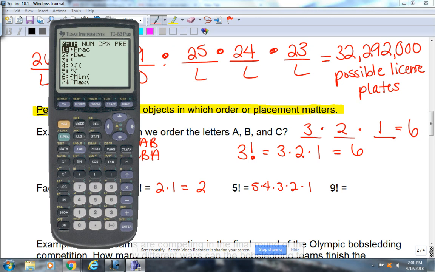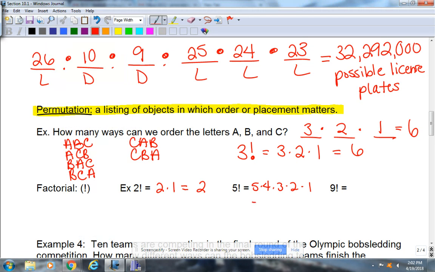Now, if you look all the way across, you see the letters PRB. And if you have a newer one, it actually says PROB. But if you have these old ones, it just says PRB. And you arrow over till you get under PRB, and then number 4 has the exclamation point, which means factorial. So you can either arrow down till you get to it, or you can type 4, and that puts the factorial symbol, the exclamation point, in your screen. So 5 factorial, you hit enter, and it should tell you 120.